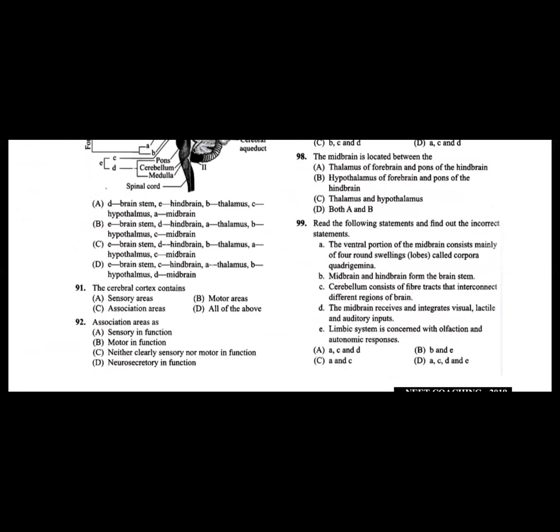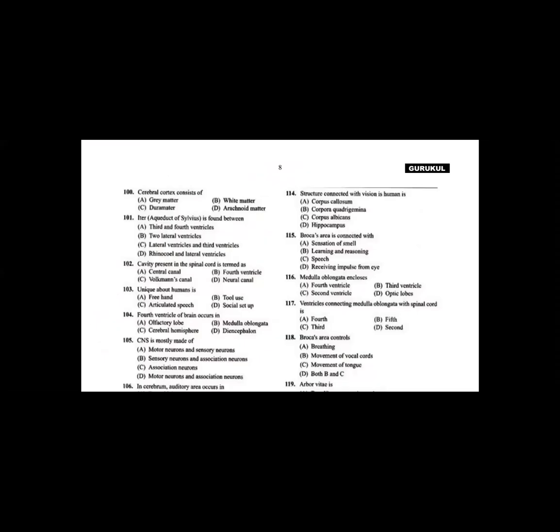Now, question number 100. Cerebral cortex, what we call the surface of the cerebral hemisphere, is made up of gray matter, whereas the inner side of the cerebral cortex is made up of white matter. So gray matter is the answer, students. Cerebral cortex consists of gray matter.